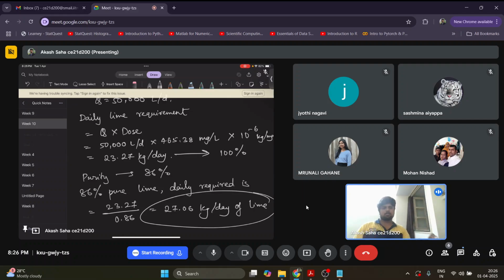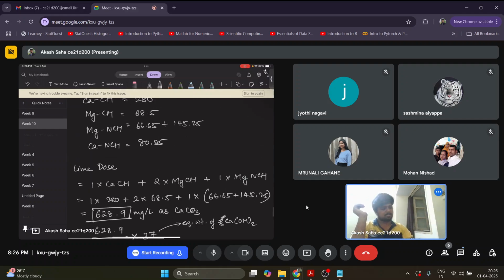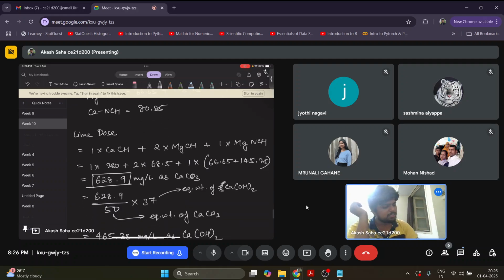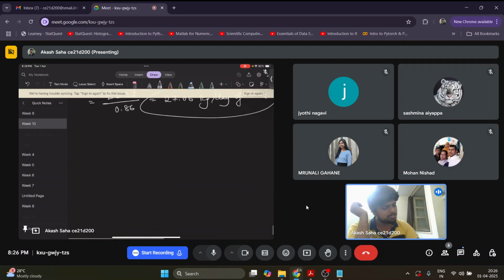So you understood now what is the difference here? Very simple. You just have to remember the coefficients. You have to convert everything in terms of milligram per liter as CaCO3, find out the calcium and magnesium carbonate and non-carbonate hardnesses, and then find out the lime dose with the help of these coefficients. Same thing we will do for soda ash also.